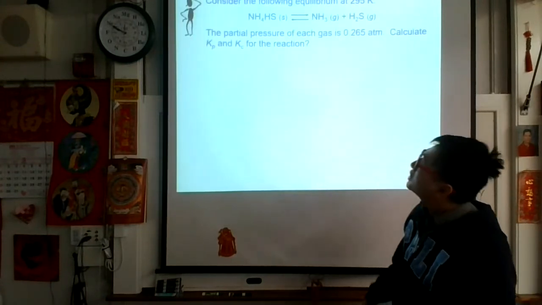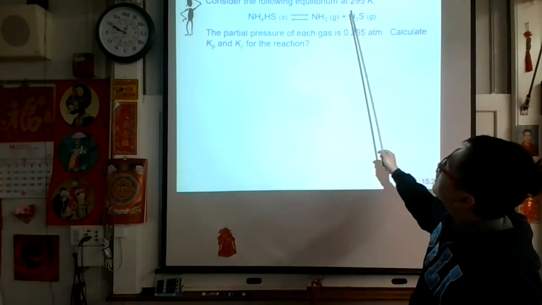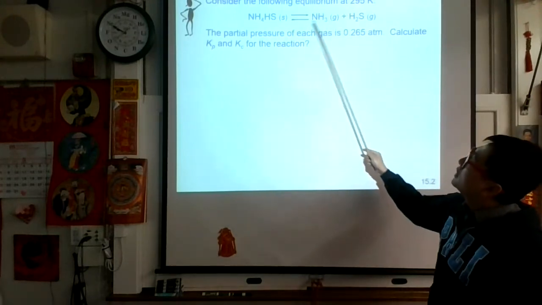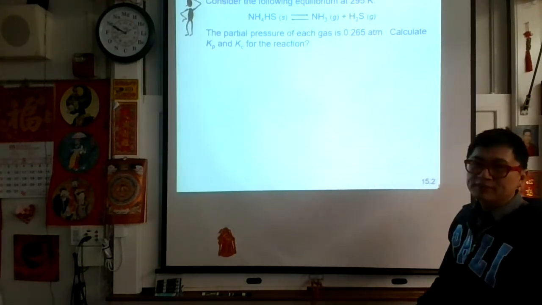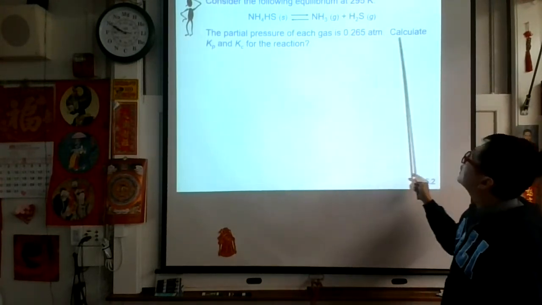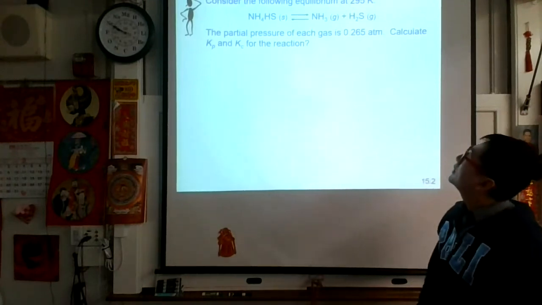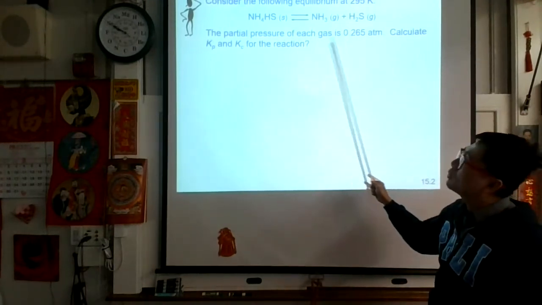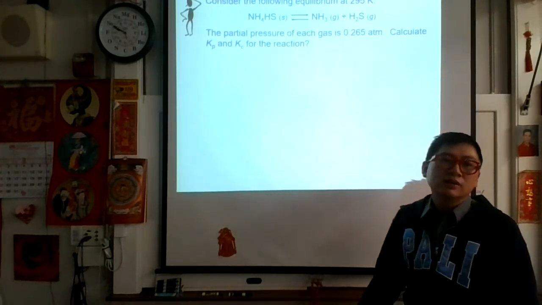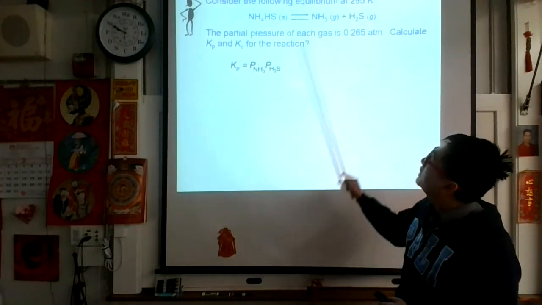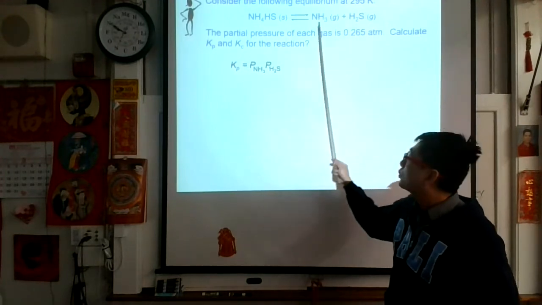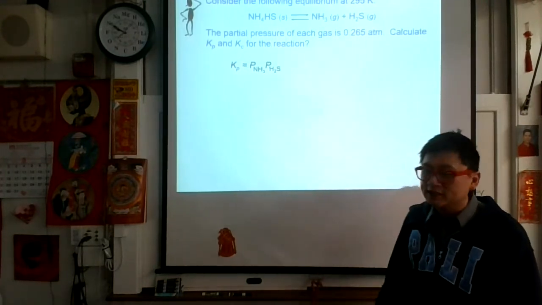Let's look at a sample question. Consider the following at equilibrium at 295 kelvins. Notice solid, gas, gas. It says the partial pressure of each gas is 0.265 atmospheres. Calculate Kp and Kc. Okay, since I'm given pressure, I'm probably going to do Kp first. I'm given a pressure of each gas, 0.265. So let's find Kp. Kp is the pressure of each of the products over the pressure of the reactants.